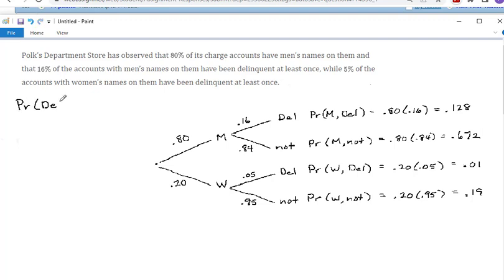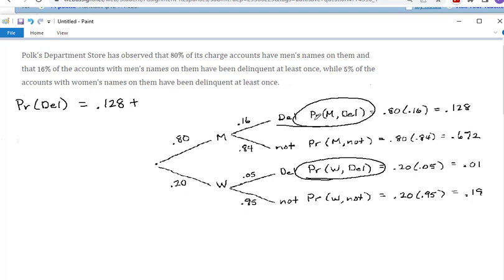So that makes sense. What I want to figure out now is what's the probability that an account will be delinquent. Now notice that that's not a branch because it doesn't take into account the male-female aspect. It's just any delinquent account. So I look through my sample space. Here's a delinquent account, and there's an account that's delinquent. And I would sum those 2 probabilities. So there's a 0.128 probability that it was a male account and delinquent, combined with a 0.01 probability it was a female and delinquent. Add those together, I get 0.138. So about 14% of the accounts in the store are delinquent.